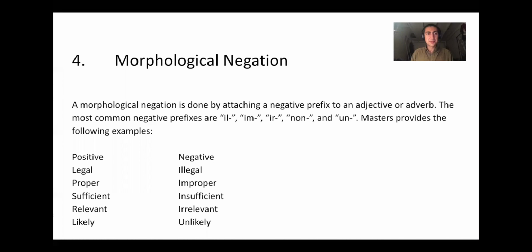This one's pretty straightforward. A morphological negation is done by attaching a negative prefix to an adjective or adverb. So we're still in this territory of adjectives and adverbs. The most common negative prefixes are il, im, ir, non, and un. Masters provides us with the following examples. This is something that I think in most part the students will have to memorize. Improper versus illproper. Why is it improper? Yeah, this is something you will work with your students.